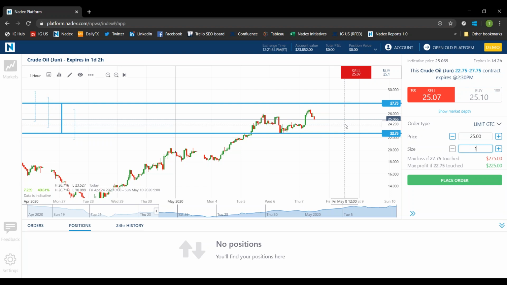However, if I were wrong and oil were to rally and touch 27.75, I would get knocked out and experience maximum loss. So what am I essentially doing? I'm essentially selling oil at a price level, and I have a profit goal that I would like to see if it went my direction. And if it touches that boundary, I recognize my maximum potential profit. It also has essentially a stop loss.